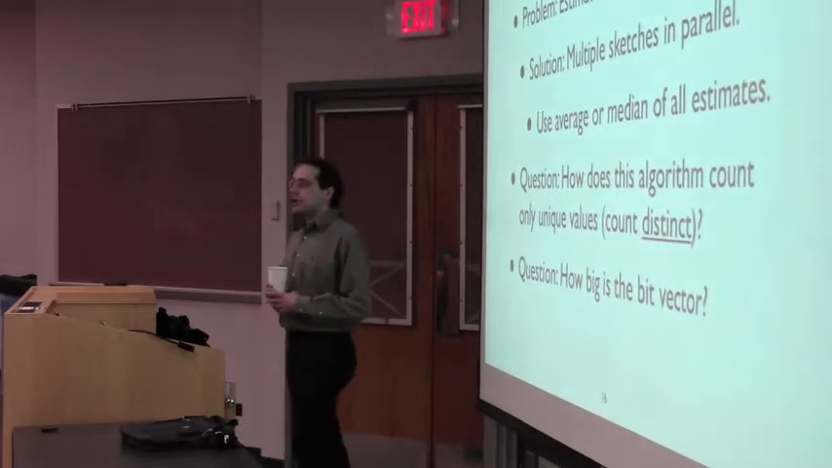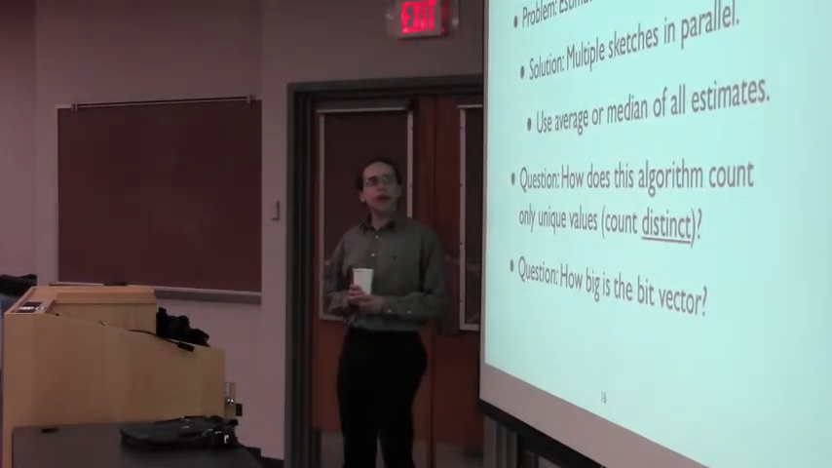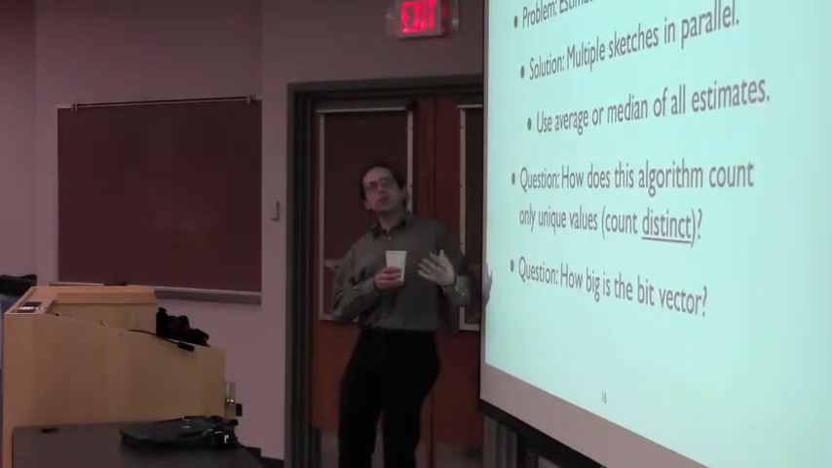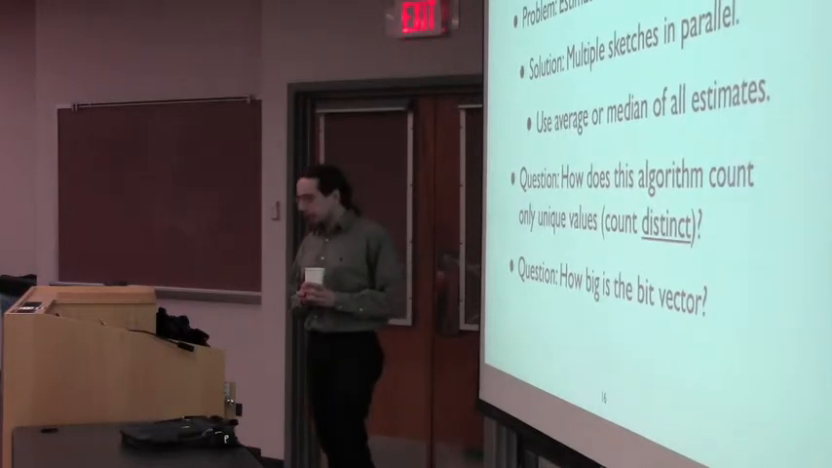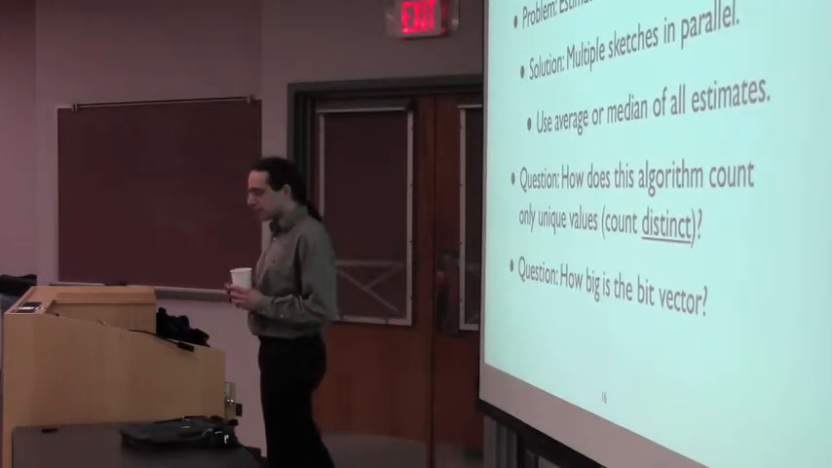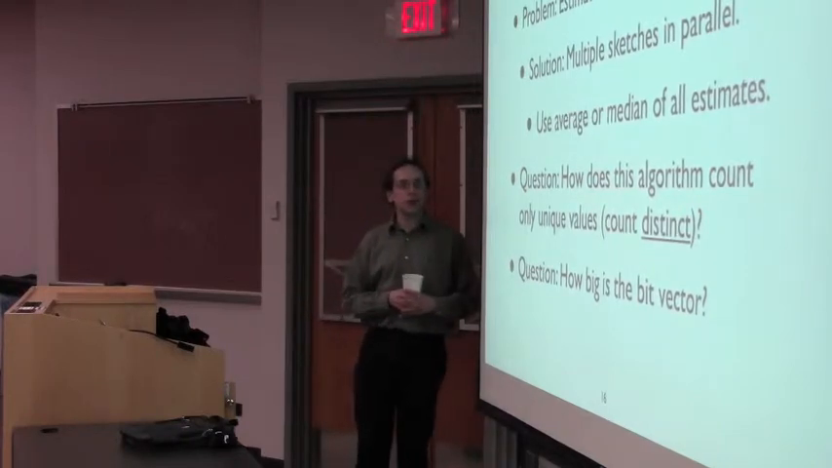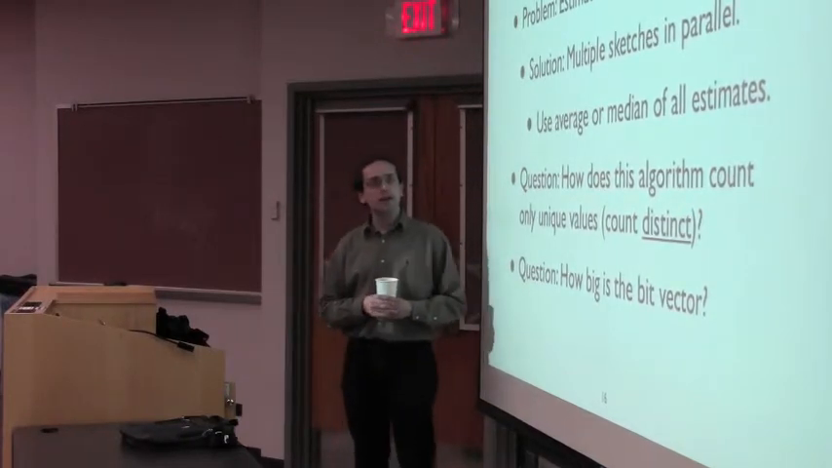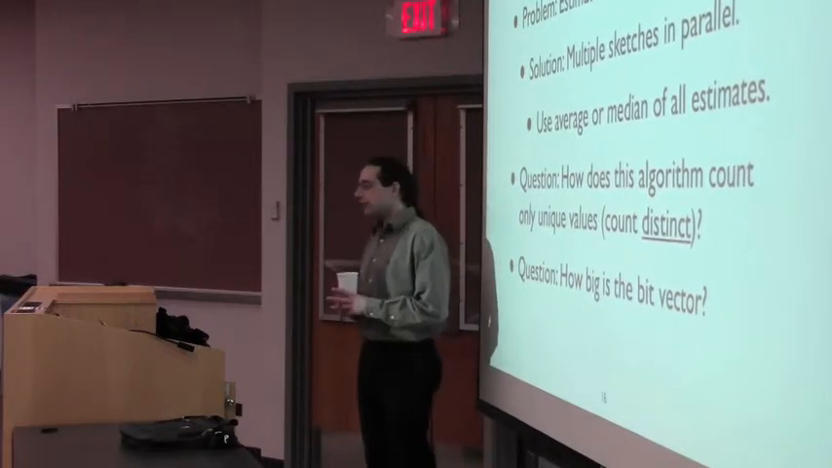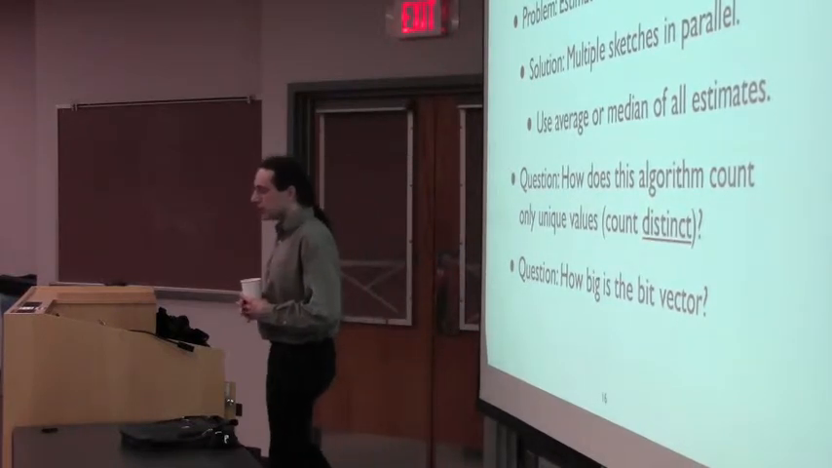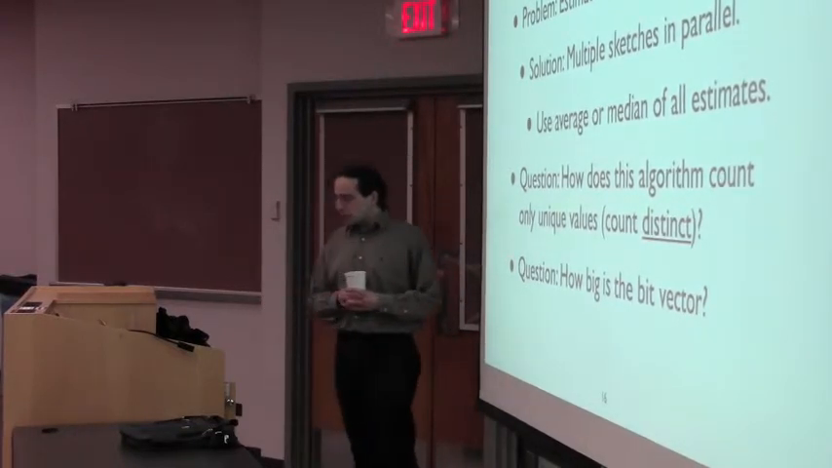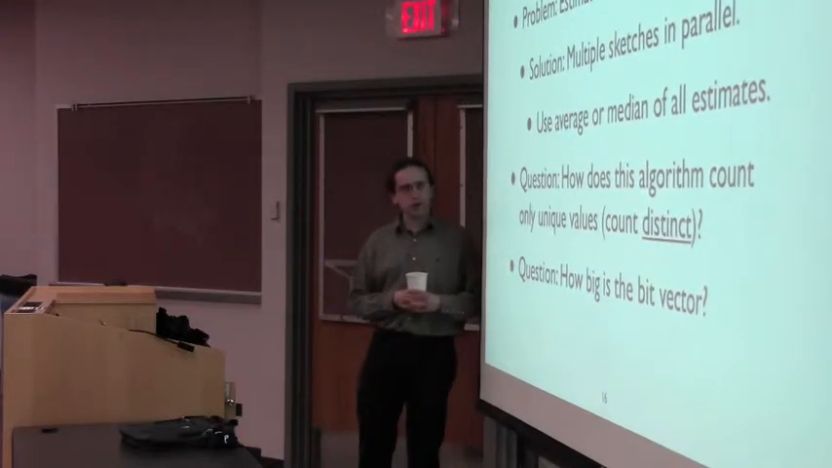Use a slightly different hash function each time through, and get slightly different results, and combine all of these multiple sketches together using either average or median, and pick the average or median value of all of the estimated counts. So here's a bit of a question.